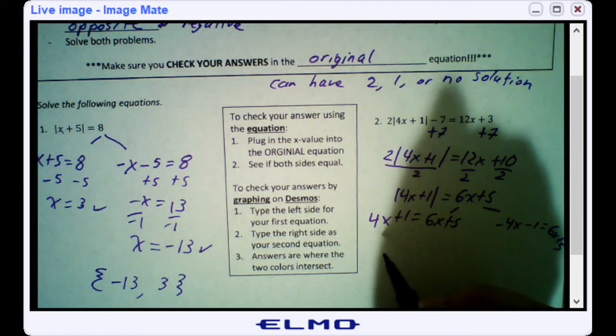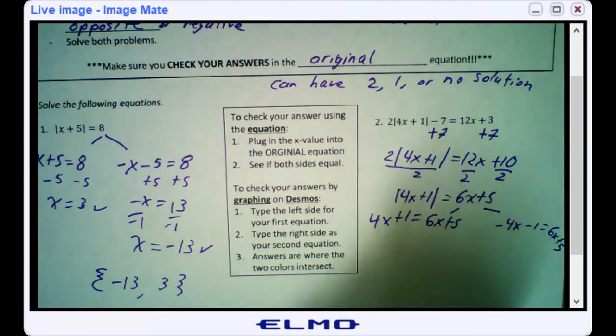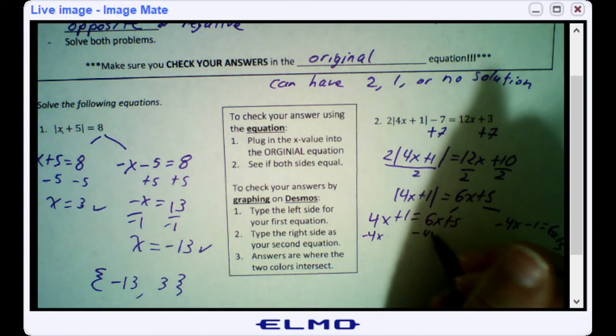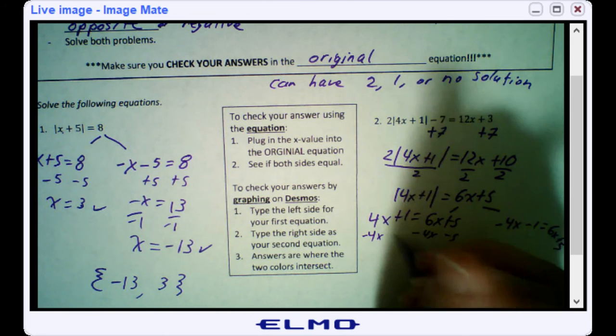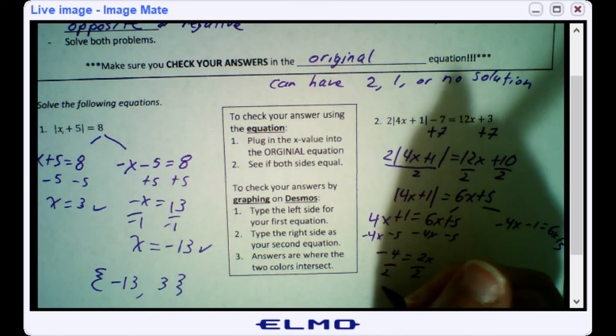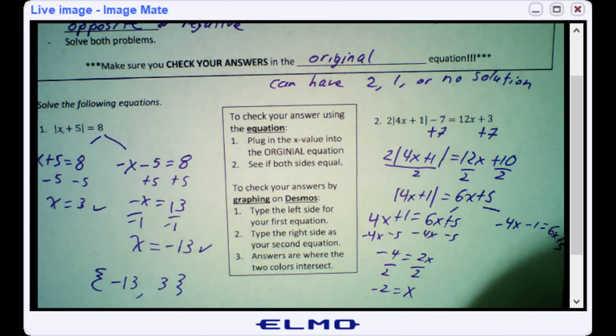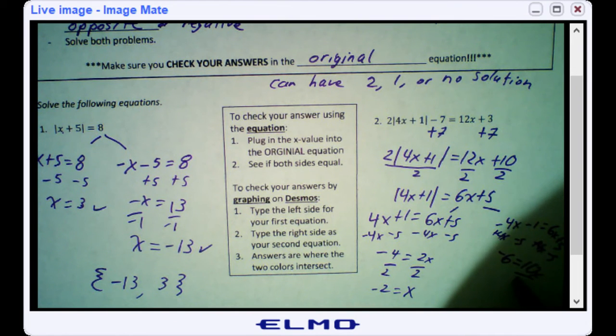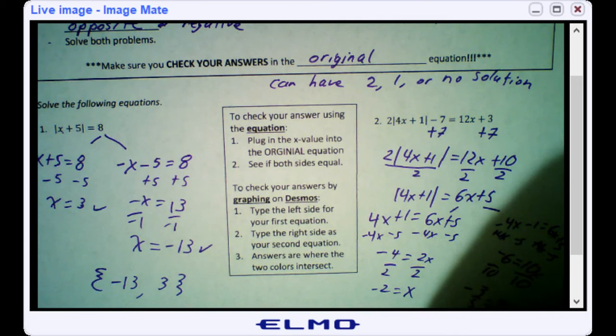For my left one, there's lots of different ways you could do this part now. I like x to be positive, so I'm going to subtract the 4x. And then I'm going to subtract 5 from both sides. I'm going to get negative 4 equals 2x, divide by 2, and negative 2 equals x. On the right side, again, I like my x to be positive, so I'm going to add 4x, subtract 5, so negative 6 equals 10x, divide, and simplify, so negative 3/5 equals x.